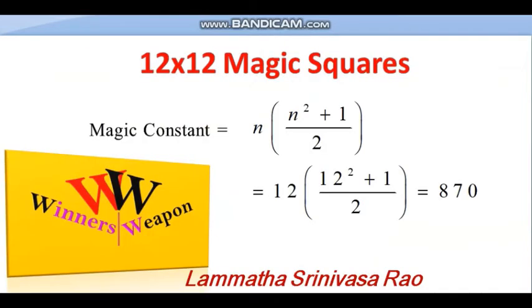First of all, we should know about the 12 by 12 magic square constant. That is a universal formula, as we know very well, already we discussed the same: n into n square plus 1 by 2. In place of n, we substitute 12 to get the value 870. It is the magic constant.